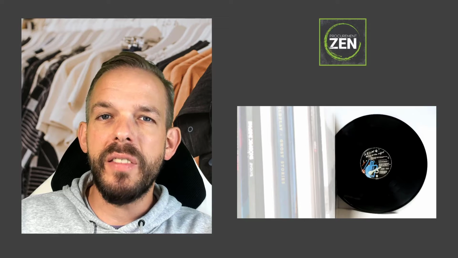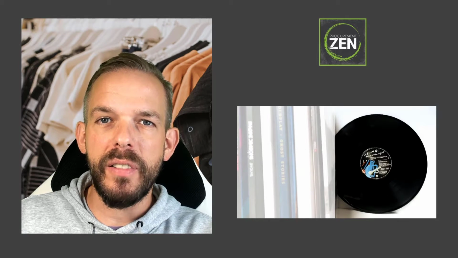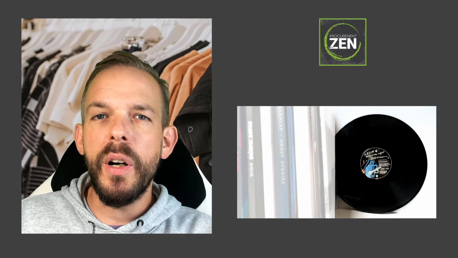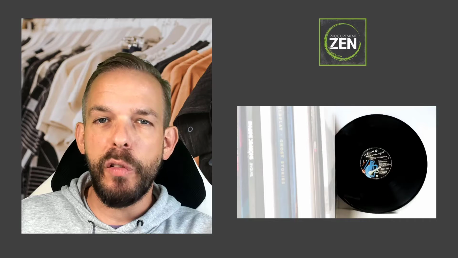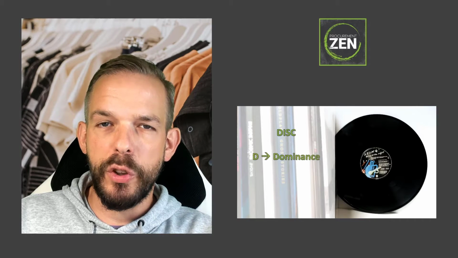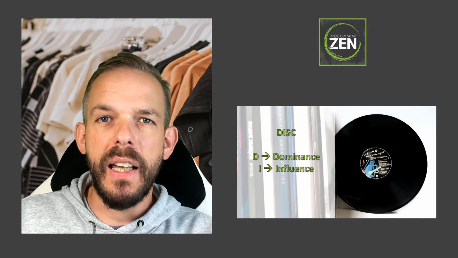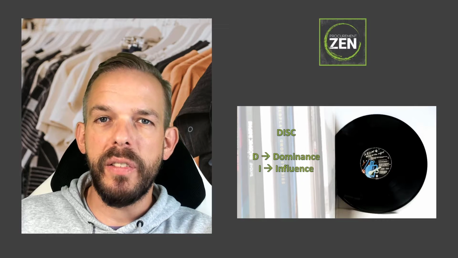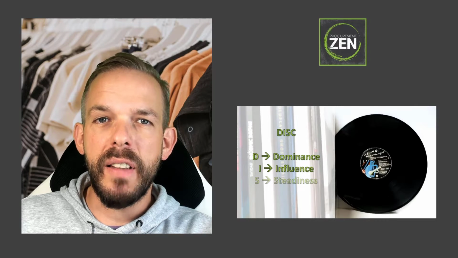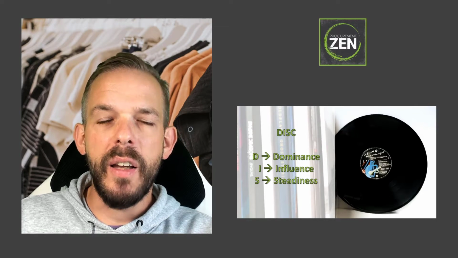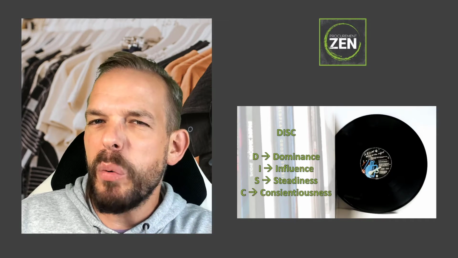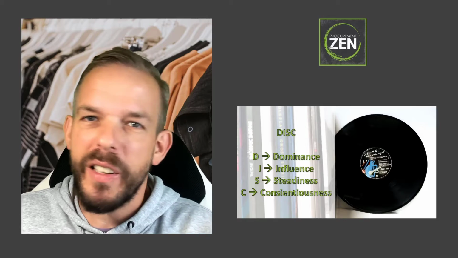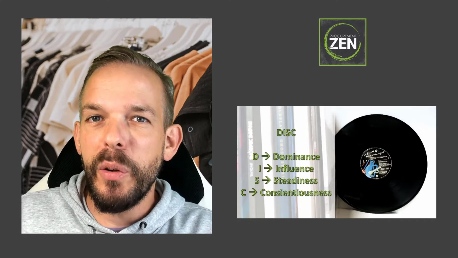So what does DISC stand for? Let me explain. DISC is an acronym. DISC stands for the 4 beginning letters of the personality type descriptors. The D stands for dominance. The I stands for influence. The S stands for steadiness. And finally, the C stands for conscientiousness, which is, by the way, as a non-native speaker, always a little bit difficult for me to speak out.